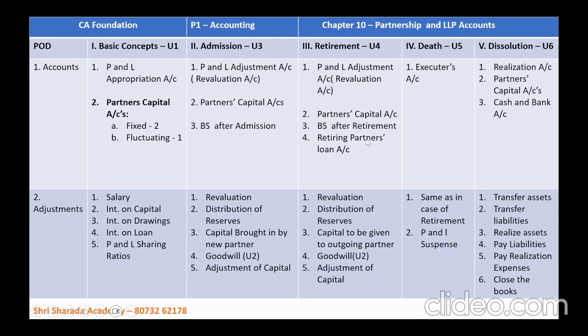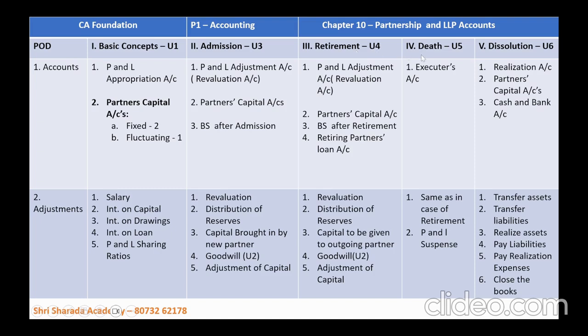Sometimes if the money due to the retiring partner is not settled immediately, on such circumstances, the money will be transferred to his loan account. So on such cases only this account will be prepared. What are the adjustments we need to do in case of retirement of partner? Revalue the assets and liabilities, distribution of reserves, capital to be given to the outgoing partner, goodwill adjustments, and then adjustment of the capital. Coming to the unit number 5, death, it is almost similar to the retirement.